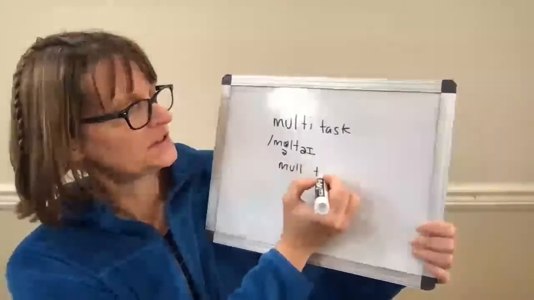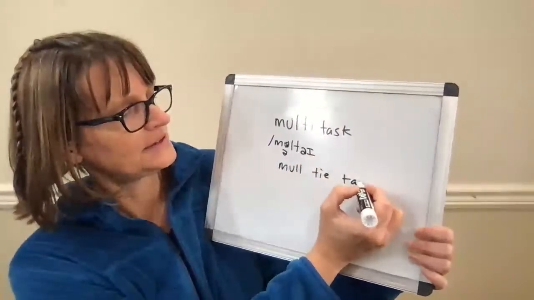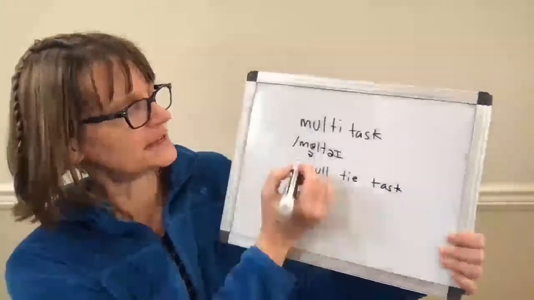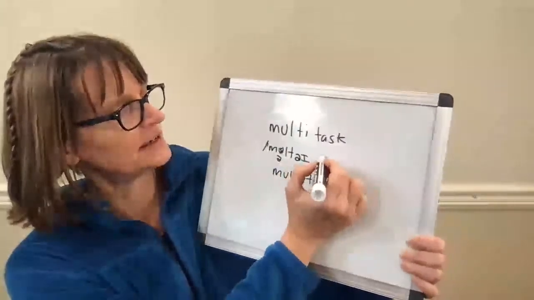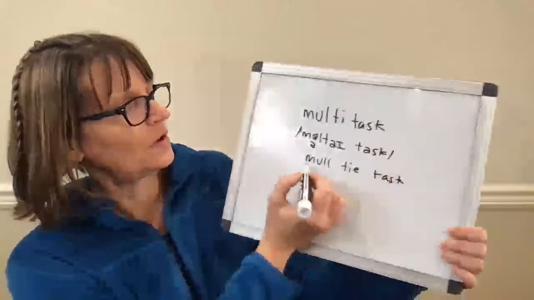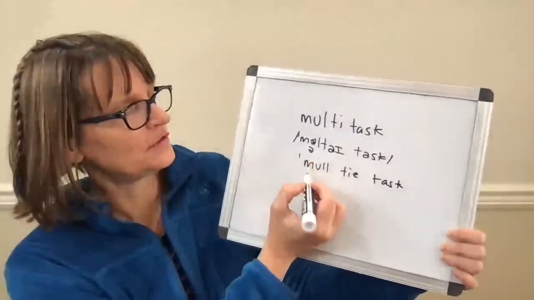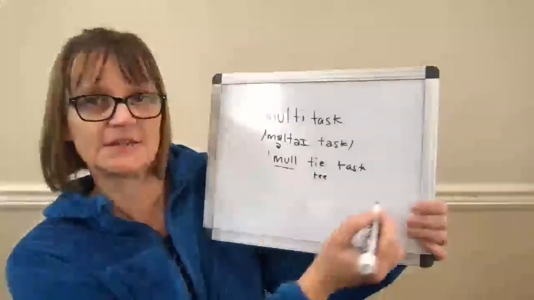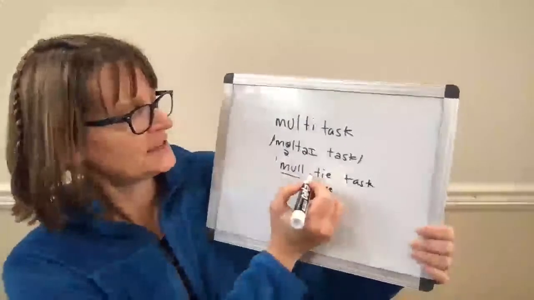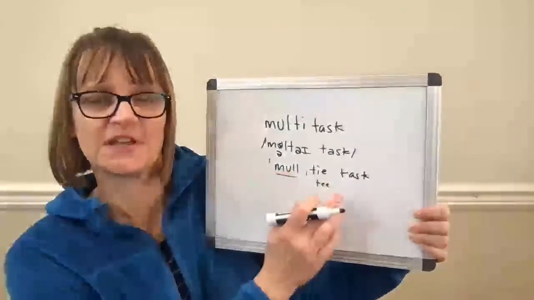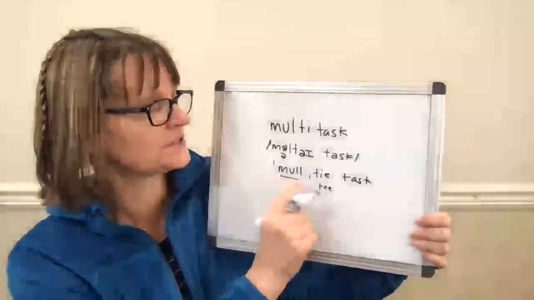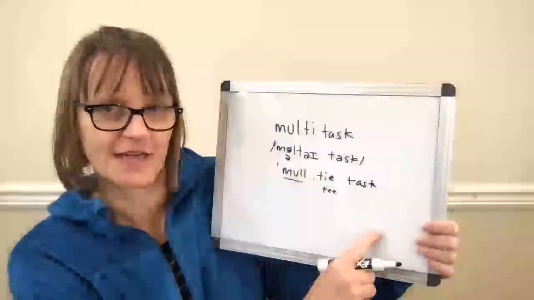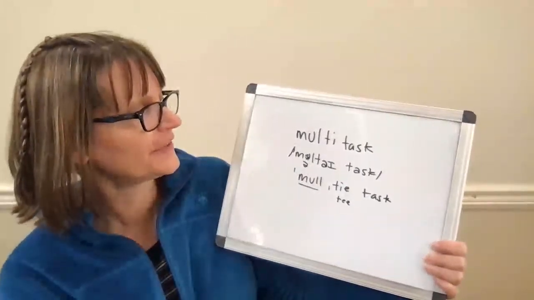So either multitask, multitask. I think that has first syllable stress, multitask, or multitask. Again, both of them are stressed in the first syllable. In multitask, we have a little bit of stress to say the tie because it's longer, because it's a diphthong. So multitask. I'm going to multitask this afternoon, or multitask. I can't multitask very well. Yeah, good question. Thank you.